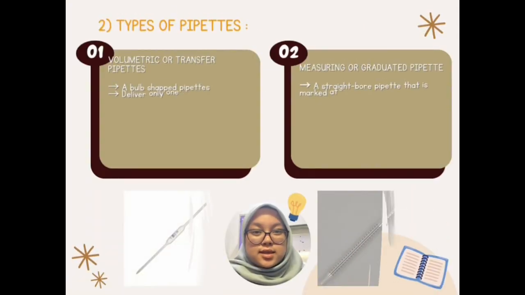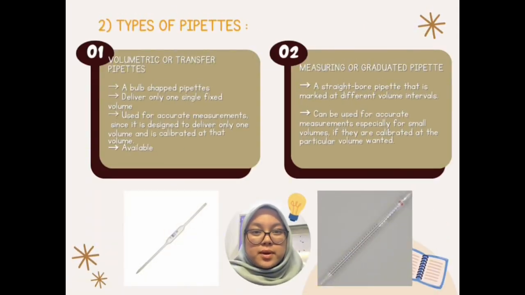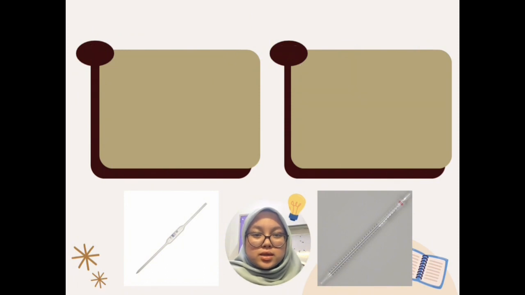So next, in this slide, there are two main types of pipette, volumetric and graduated. Volumetric pipettes have a bulb shape and are designed to deliver a single fixed volume, making them ideal for precise measurement. On the other hand, graduated pipettes are straight and marked with volume intervals, allowing for flexible measurement of varying volumes where accuracy is still required.